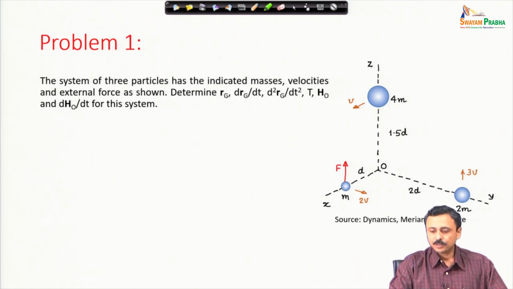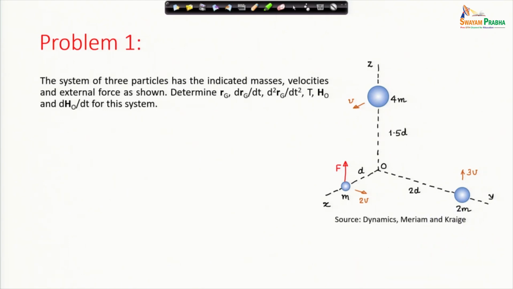This is a problem from the book of Meriam and Craig. It says the system of three particles has the indicated masses, velocities and external force as shown. Determine Rg. Rg is the position vector of the center of mass. d Rg/dt is the velocity of the center of mass. d2Rg/dt² is the acceleration of the center of mass.